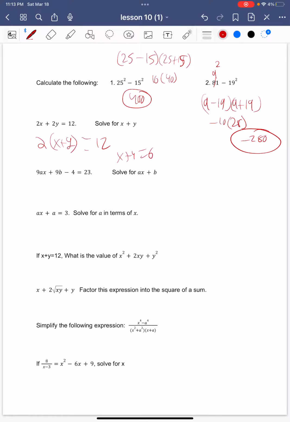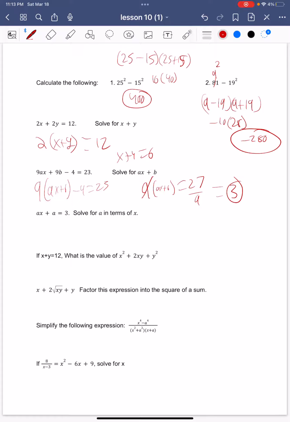We want to solve for ax plus b in this equation. Well, if we factor out a 9 from this part of the equation, we get 9 times ax plus b minus 4 equals 23. Then we can solve for ax plus b like it was just a regular variable, like it were x. So 9 times ax plus b equals 27. I just added the 4 to the other side. Now if you divide by 9, ax plus b is 3.